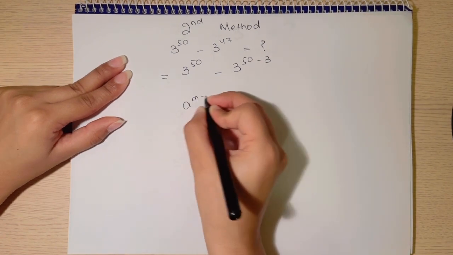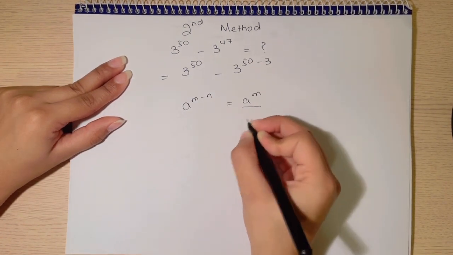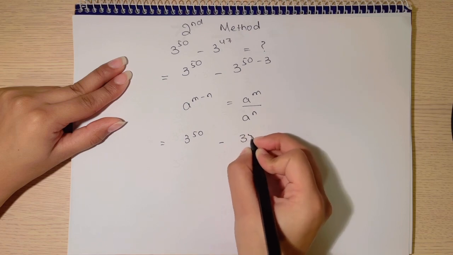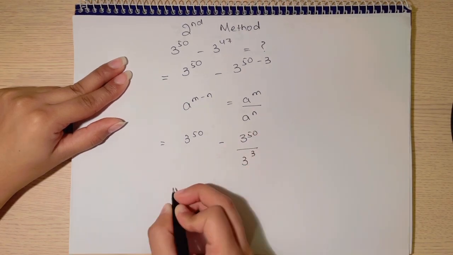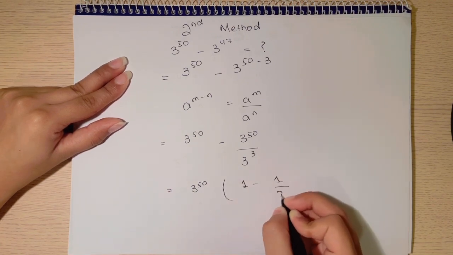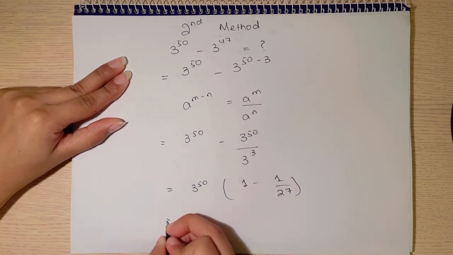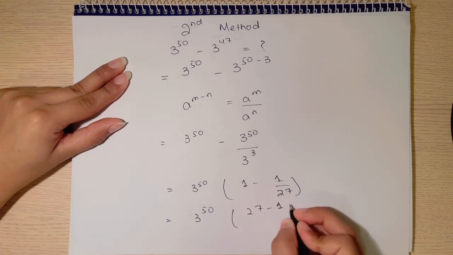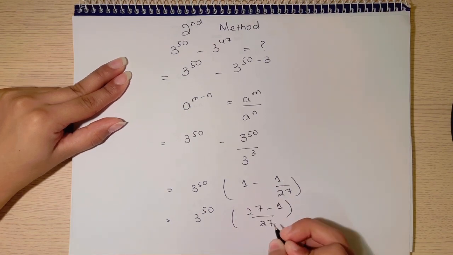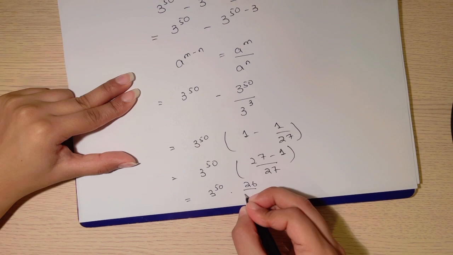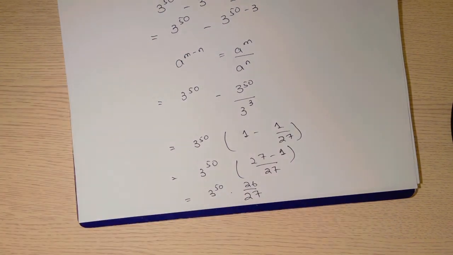As per the exponential rule, a raised to power m minus n is equal to a raised to power m divided by a raised to power n, which means I can write it as 3 raised to power 50 minus 3 raised to power 50 divided by 3 raised to power 3. Here I have 3 raised to power 50 as common, so all I'm left with is 1 minus 1 by 3 raised to power 3, which is 27. Here, to take a common denominator, I'm just going to multiply 27 with 1: 27 minus 1 divided by 27. So the final answer is 3 raised to power 50 into 26 by 27.